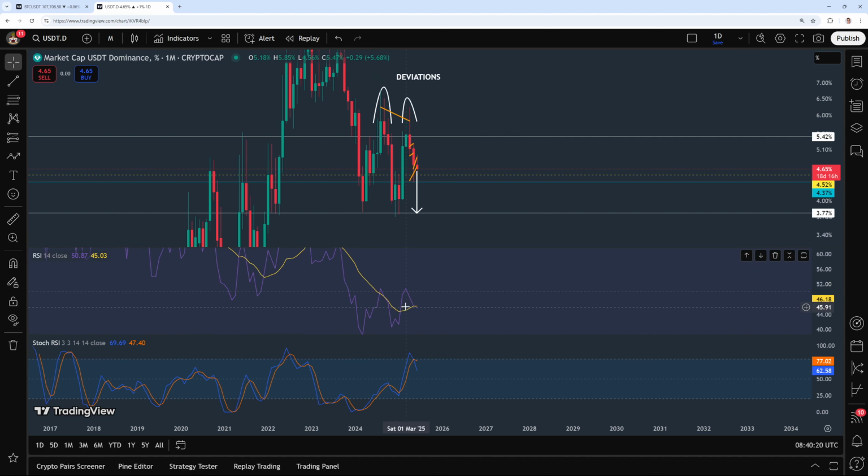USDT has slightly crossed below the MA. Flat RSI, bearish divergence, and look at the monthly. It's even clearer how it got rejected twice. So this breakout was even weaker than this one, right?